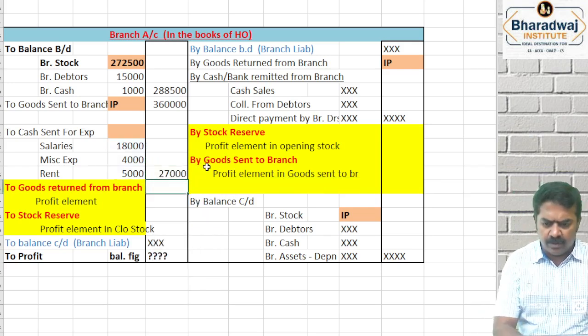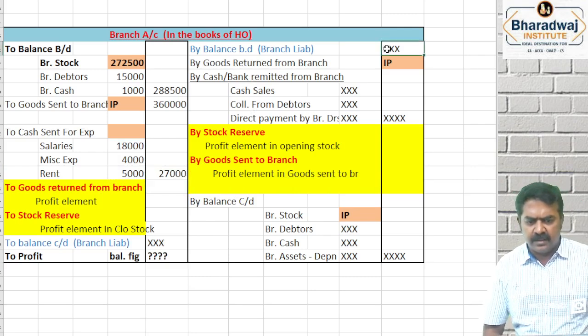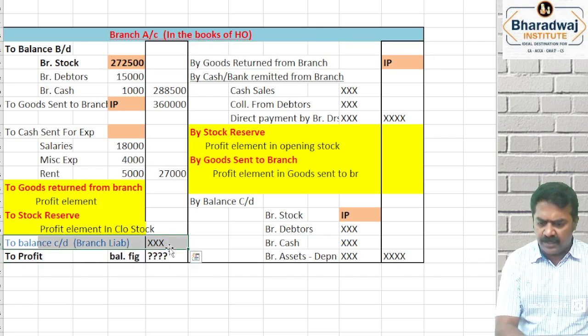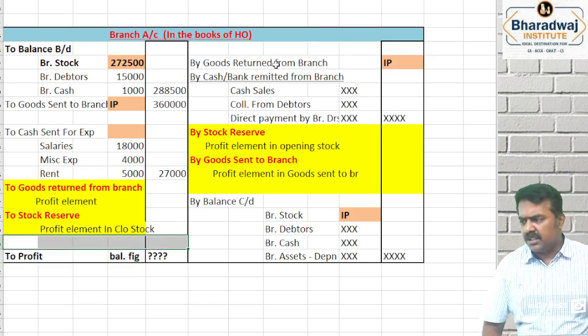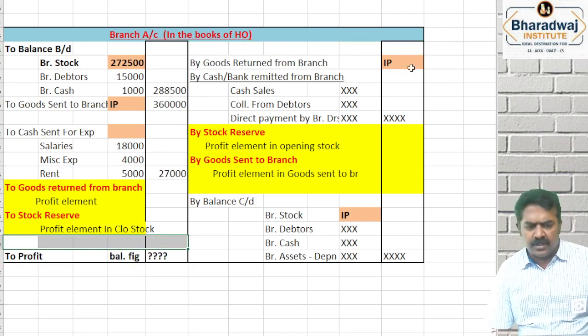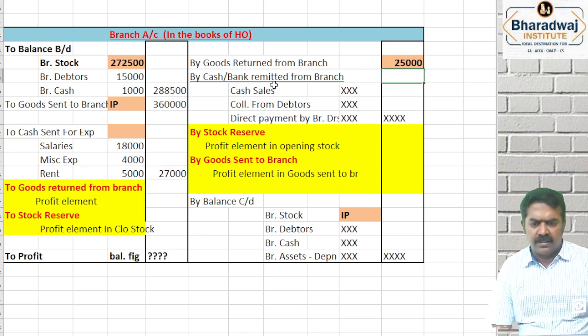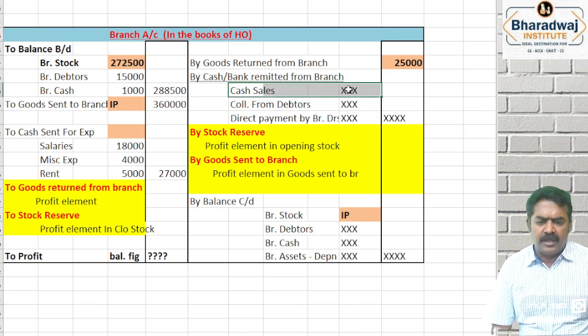Then we'll come to the loading part, removal later. Okay, no branch liabilities are given. At the beginning, end of the year, no branch liabilities are given. Goods returned from the branch. What is the goods returned from the branch? 25,000 is given.